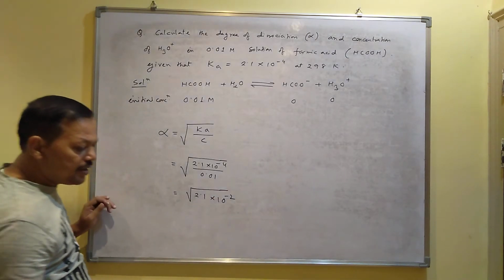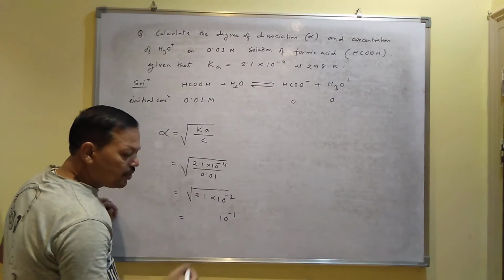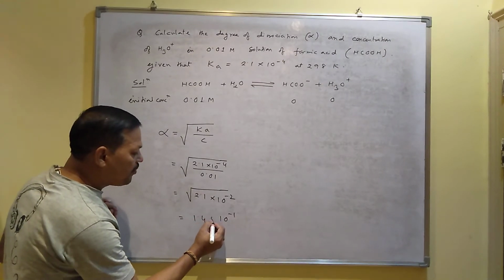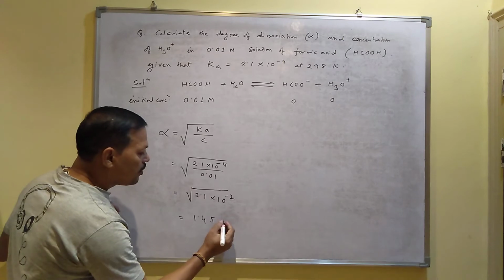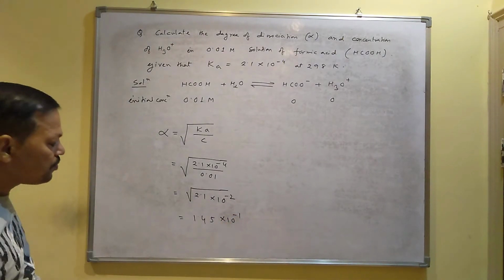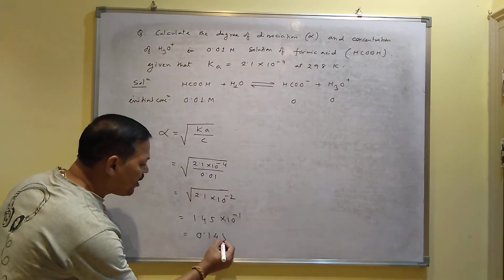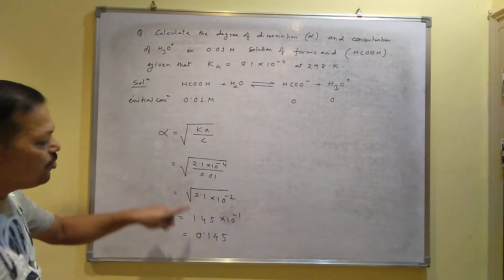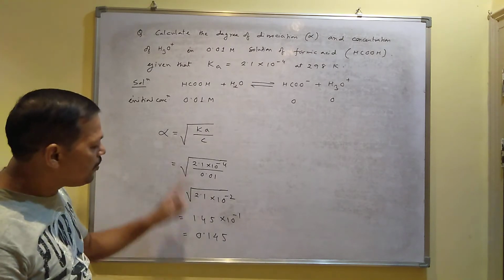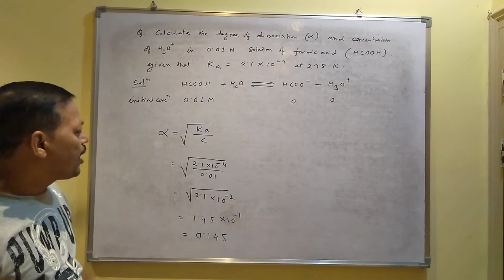So after doing this, it becomes 10 to the power minus 1, so it becomes 1.45 like this. You will get this type of value. I mean, you can write 0.145 like this, and this is the value of alpha. So as I have told you, alpha is always a fraction. Like this, you will get the value of alpha.